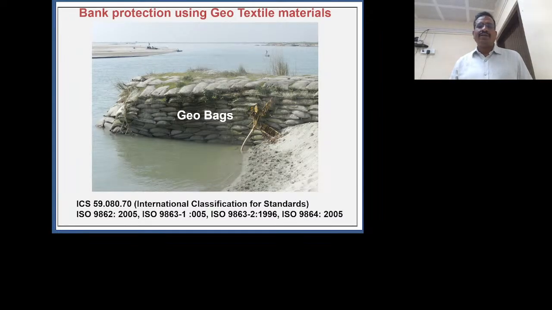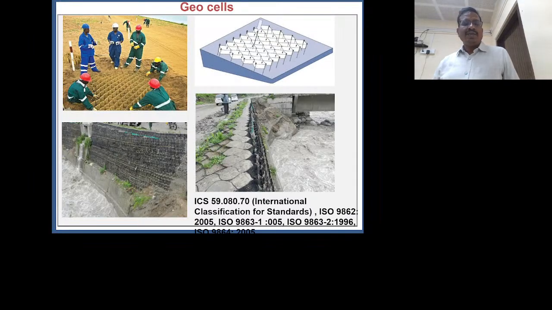These are the geobags, filling local material, sand, in geobags or geotubes. This type of protection work is also done by project authorities in some states where there is a shortage of rocks and boulders. They go for this type of protection works to protect their banks. This is geocells.